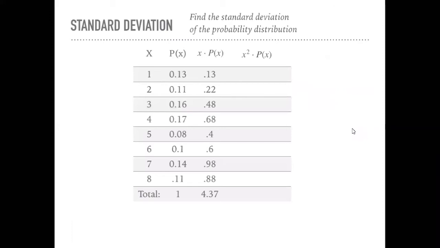So let's go ahead and practice this. We went ahead and found our mean already. So let's go ahead and find the standard deviation here. So finding standard deviation, you're doing x squared times p of x, 2 squared times 0.22, and so on. Add that all up, we get 24.23.